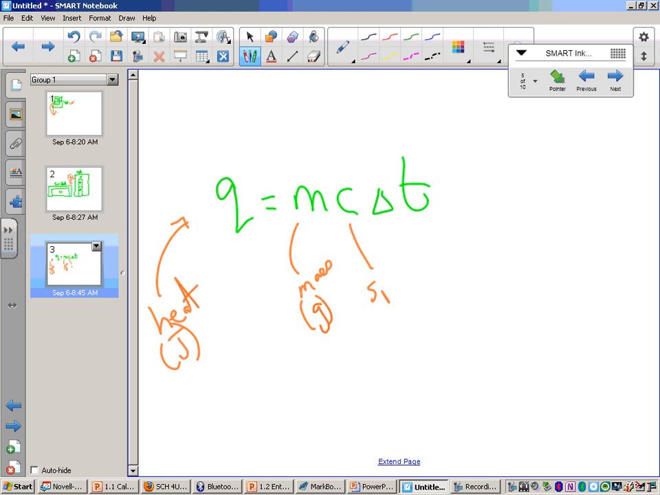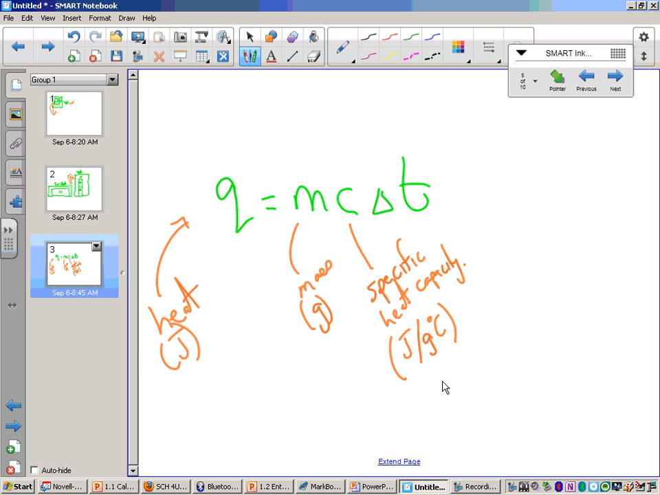C, the specific heat capacity. The word specific implies that it's for 1 gram of substance, all right? And I'm going to just put the units here, and that unit is joules per gram degree Celsius, with both the gram and degree Celsius on the bottom.